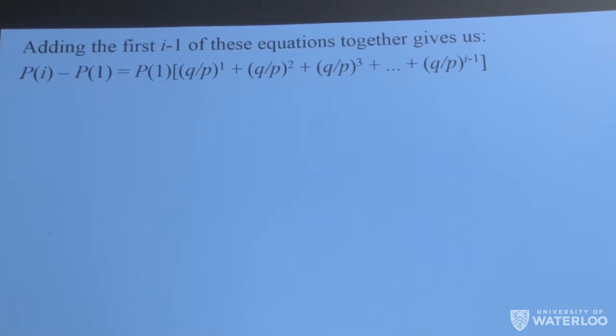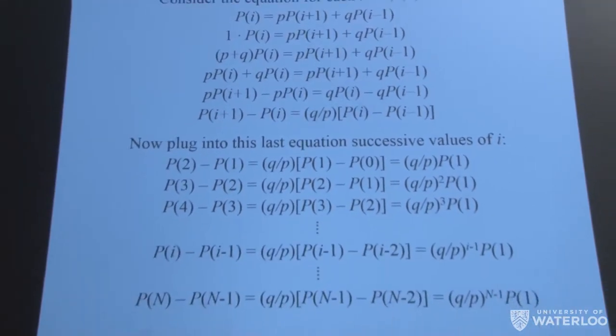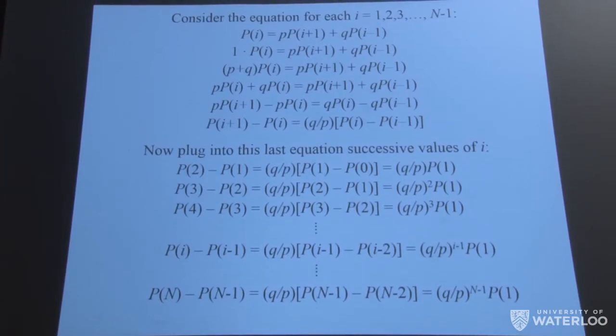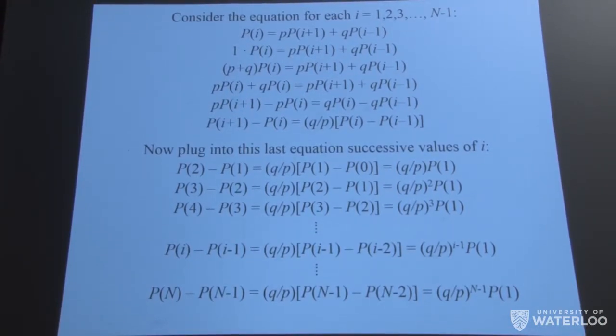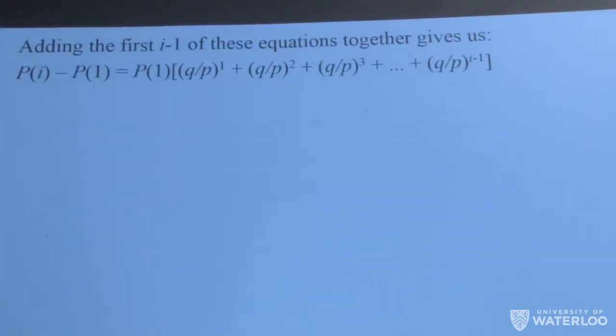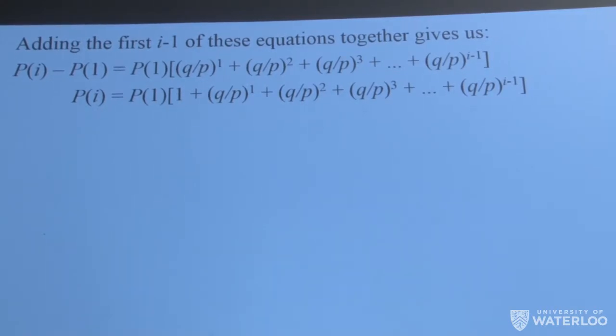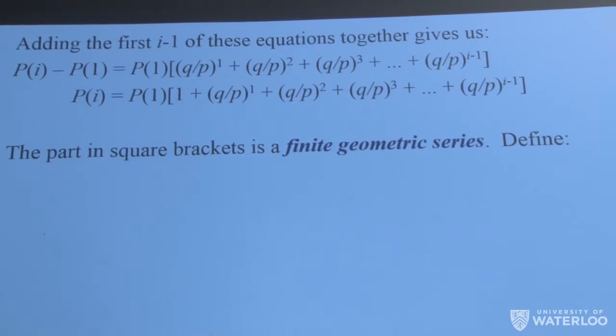And what's happening on the right-hand side? Well, all that's going to happen is we're just going to add all these right-hand sides, where there's always a common factor of p of 1. And so the rest of that ends up being a particular finite series. Now, if you swing the minus p of 1 over to the other side, you can group that term with the other terms and factor out that p of 1. And now you just have this extra term, which is 1, which you can rewrite as q over p raised to the power 0. Essentially, what you end up getting here is an expression on the right-hand side which involves a finite geometric series.